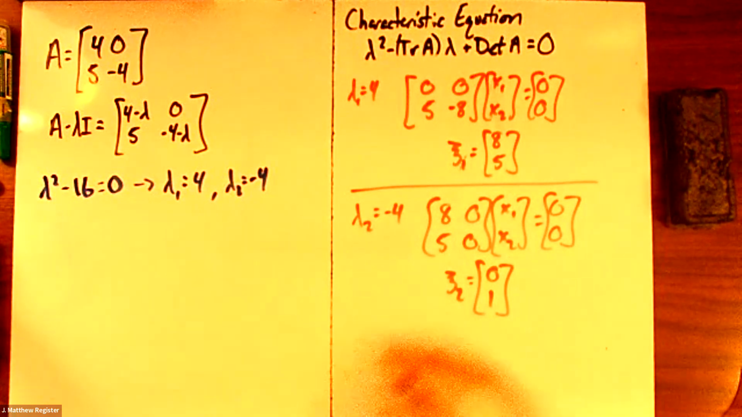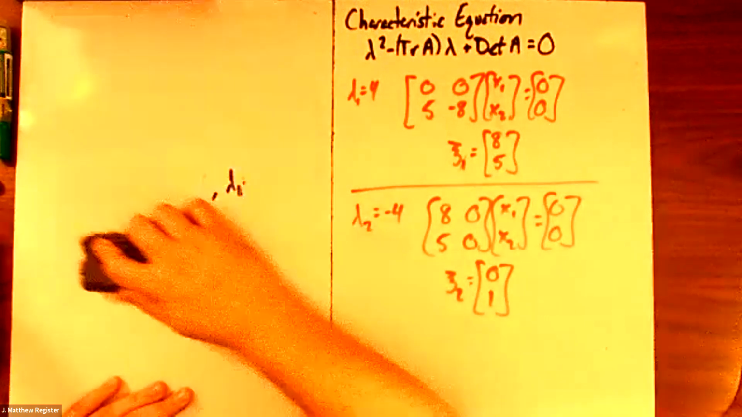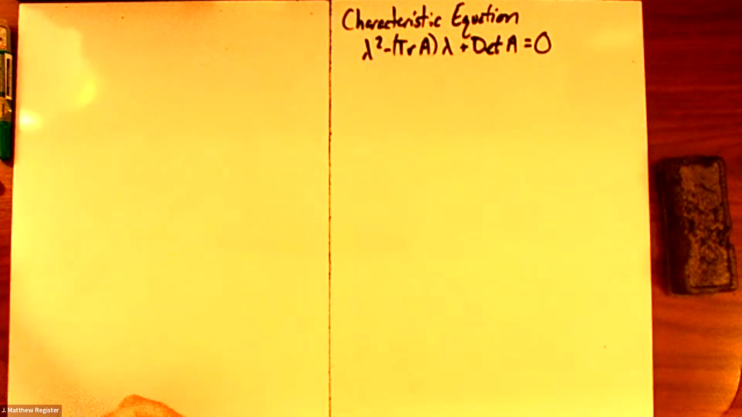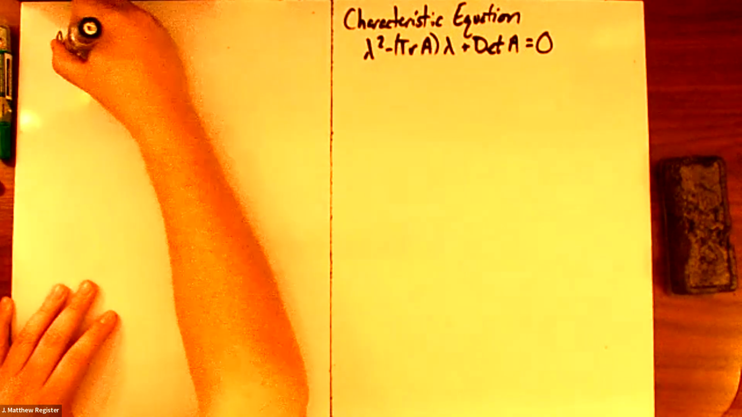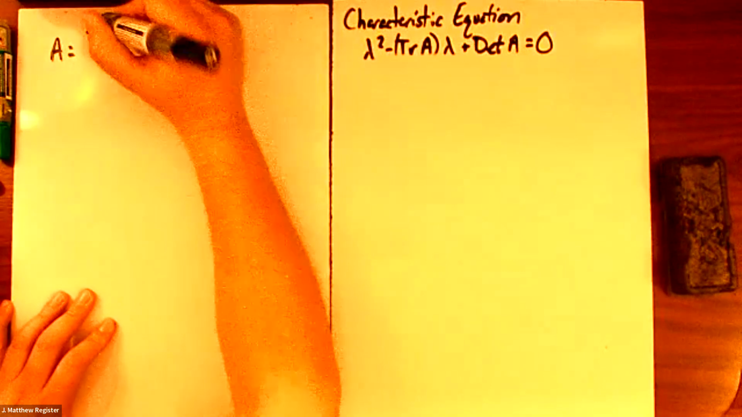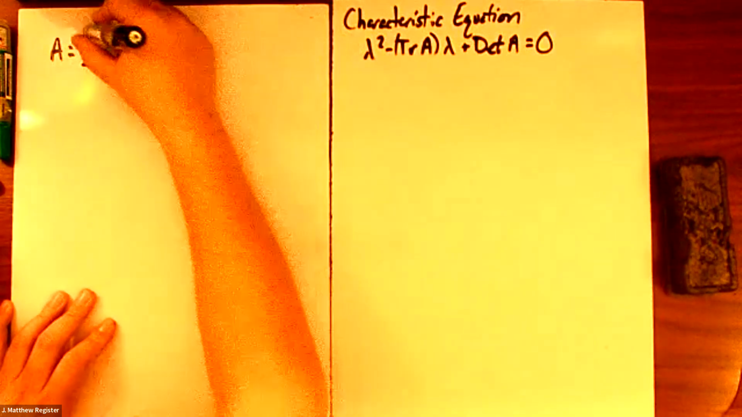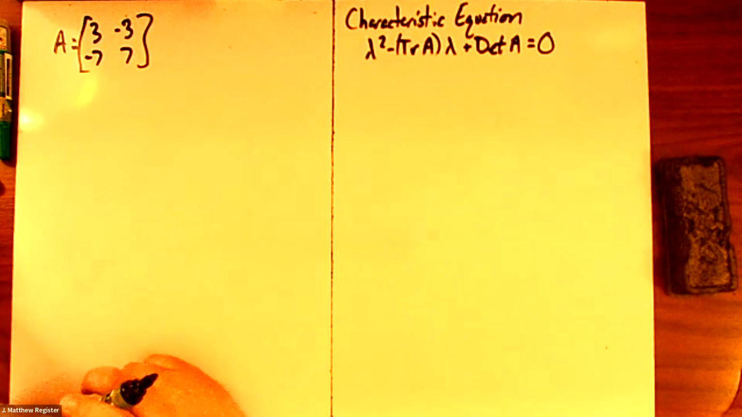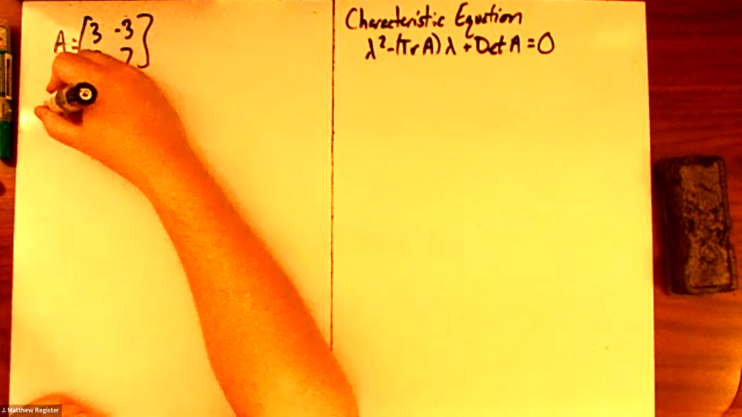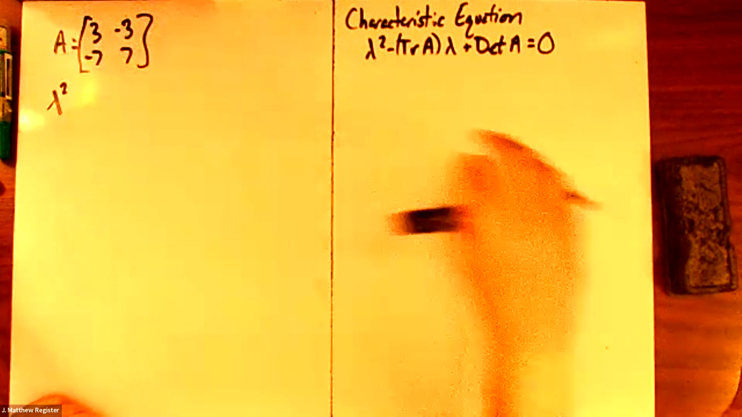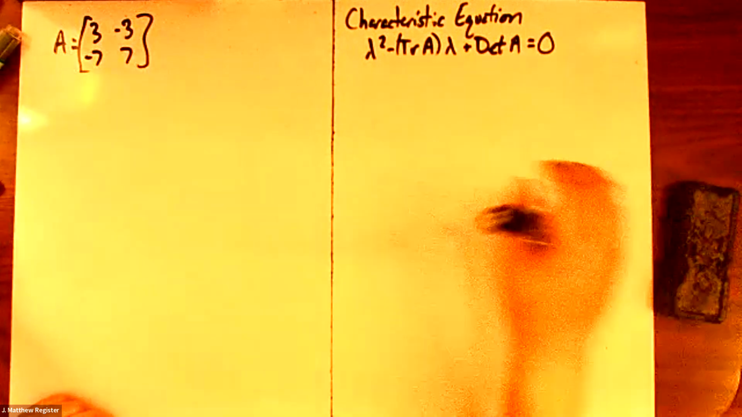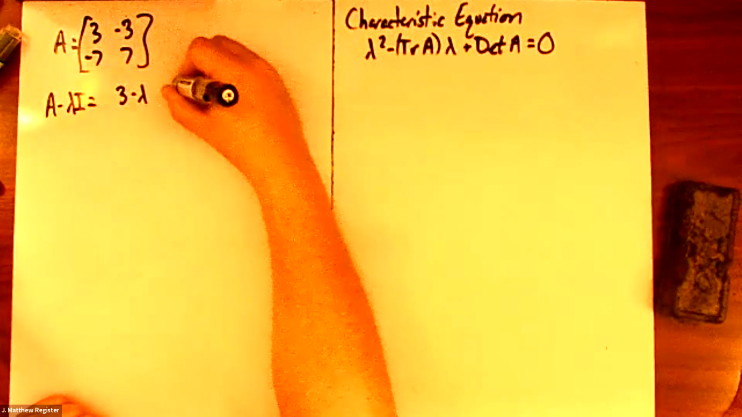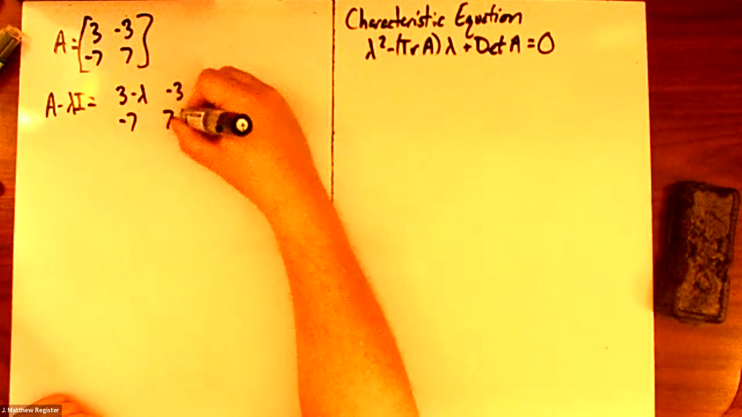We have one more, and then we'll try a 3 by 3. So this next one's another kind of special case. So 3, -3, then -7, 7. What's special about this one is one of the eigenvalues is going to be 0. But let's see how that works. We'll start by writing out the matrix A minus lambda I. It's going to be 3 minus lambda, -3, -7, and 7 minus lambda.